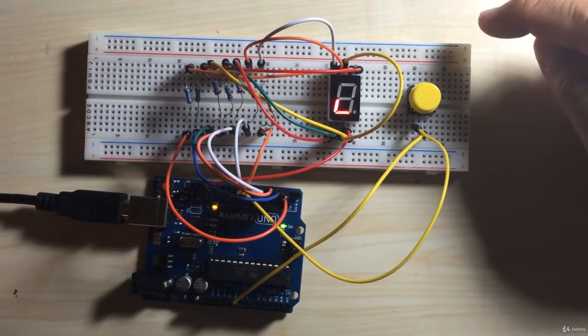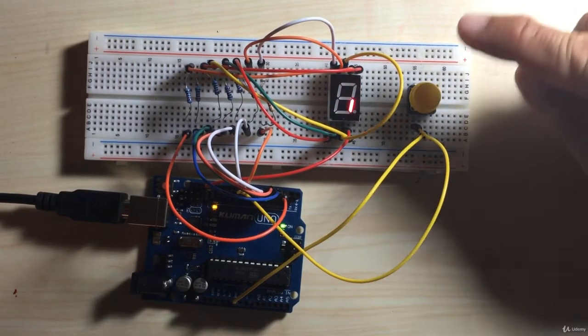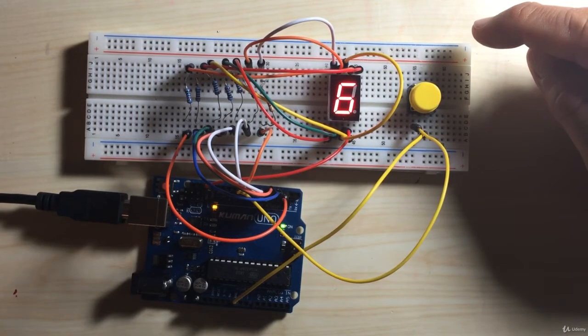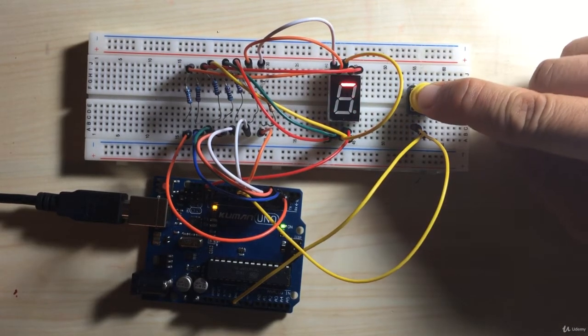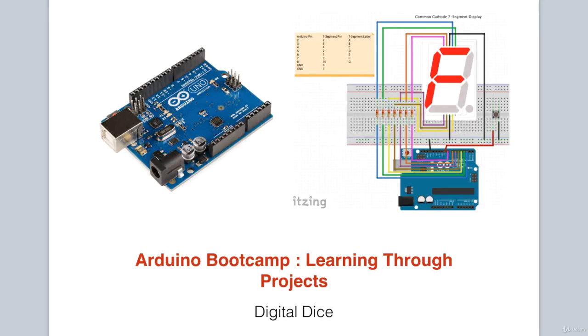To roll the dice, simply push the button and we will randomly get a value between 1 and 6 which would be displayed, just as if we rolled a physical dice. Ours will be a digital dice, and after building it, you can even use it with your board games.